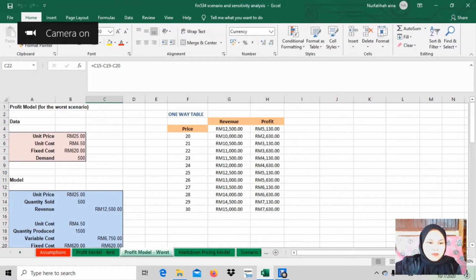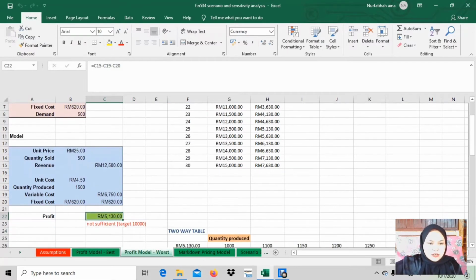Next is the profit model in the worst scenario. The demand for the worst scenario is only 500 units. As you can see here, the revenue I get is RM 12,500 ringgit. The variable cost is RM 6,750 ringgit, and the fixed cost is RM 620 ringgit. After I subtract all these three costs, I only get a profit of RM 5,130 ringgit.